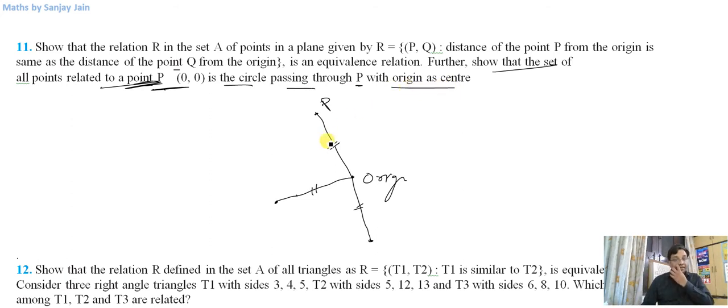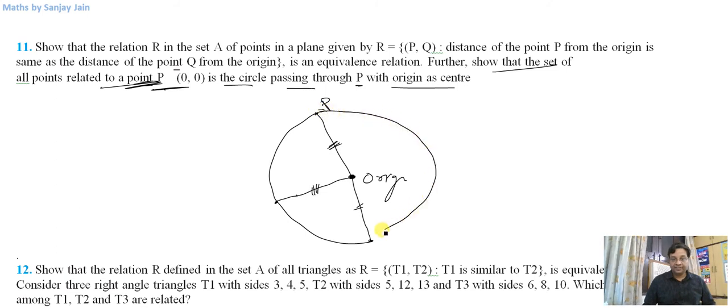So obviously, if you see this is the origin and these three distances, if I try to draw a circle passing through P and taking the center as the origin, it will obviously pass through these points that we have defined, which are equidistant from the origin. So obviously, yes, this is a circle passing through P with the origin as center.